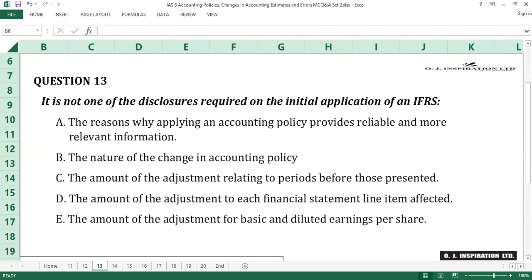Question number 13. The answer to question number 13 is A, the reasons why applying accounting policy provides reliable and more relevant information. All of the options except that of option A are disclosures required on the initial application of an IFRS. Option A, which is on disclosure of the reasons why applying an accounting policy provides reliable and more relevant information, is required only where there is a voluntary change in accounting policy. This disclosure is not required on the initial application of an IFRS. A is the answer to question number 13.